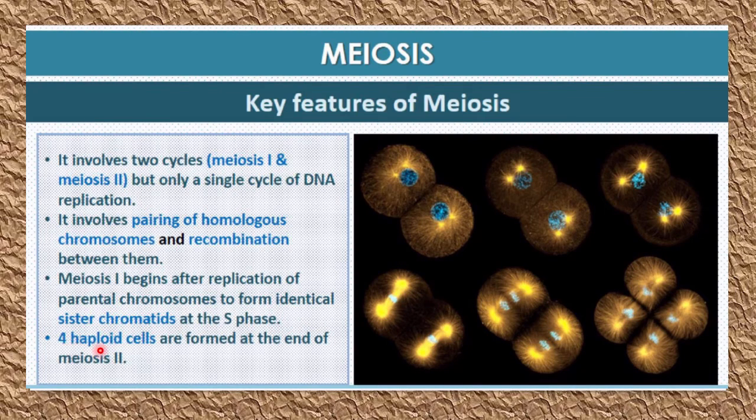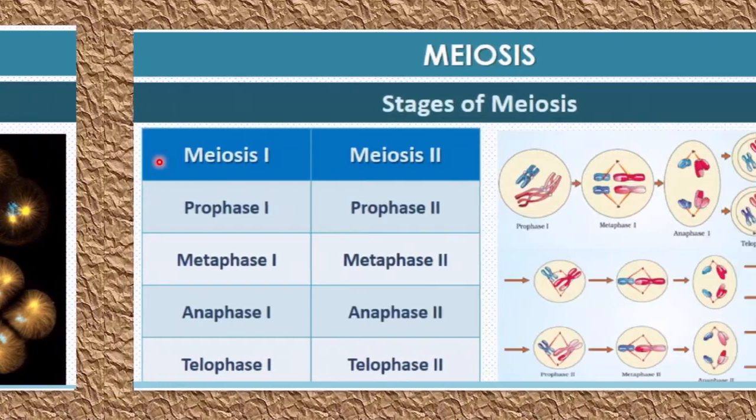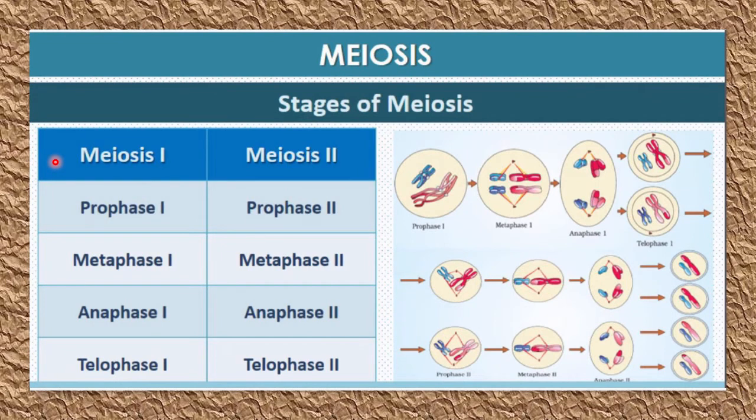Then 4 haploid cells. This is also a characteristic feature of meiosis, and it differentiates it from mitosis. During mitosis 2 cells are obtained, that is diploid cells, and here in this case 4 haploid cells will be obtained after the end of meiosis 2. Here you can see what are the steps or stages of meiosis.